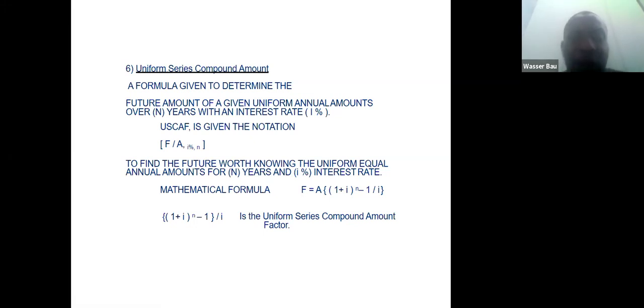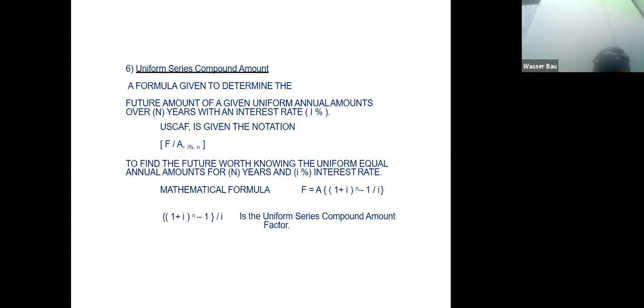Then the last one is the uniform series compound amount factor. In this case, I'm looking for the future value while I'm given the annual value. So somebody's going to pay me 10,000 every year for the next 5 years. So in 2026, what is the value of that money after 5 years? A layman will say it's 50,000. No, it's not. It will be more than 50,000 because the time value of money comes in.